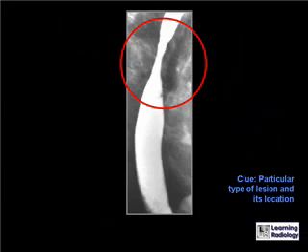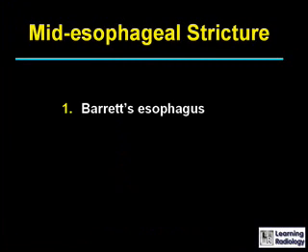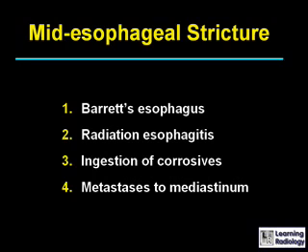This is the next differential diagnosis. The differential is for a mid-esophageal stricture. There are 4 causes. The 4 causes of a mid-esophageal stricture are Barrett's esophagus, radiation esophagitis, ingestion of corrosives, or metastases to the mediastinum.